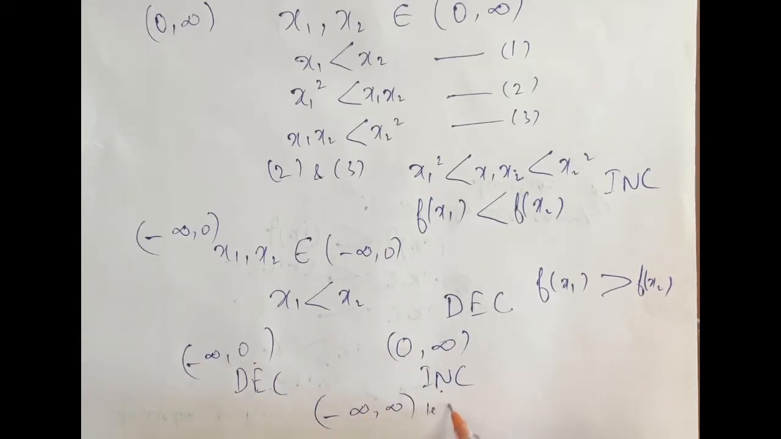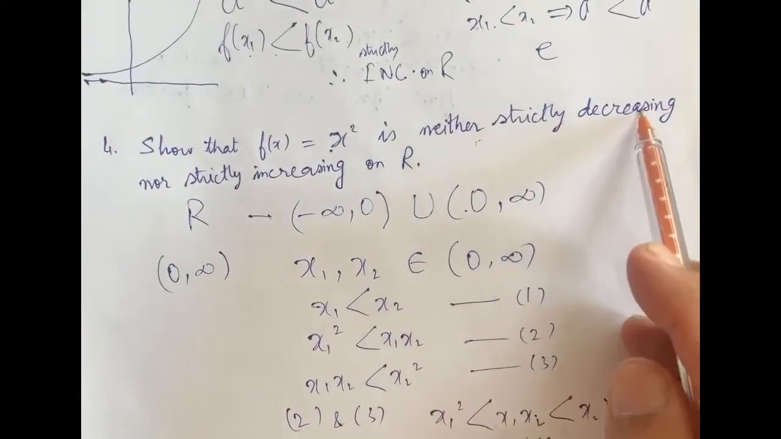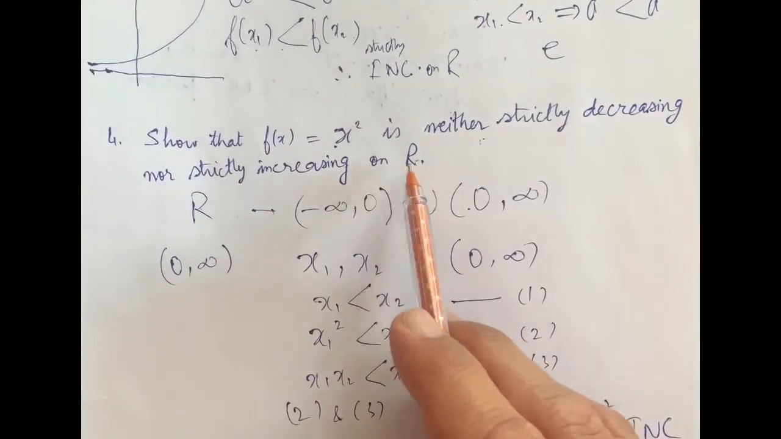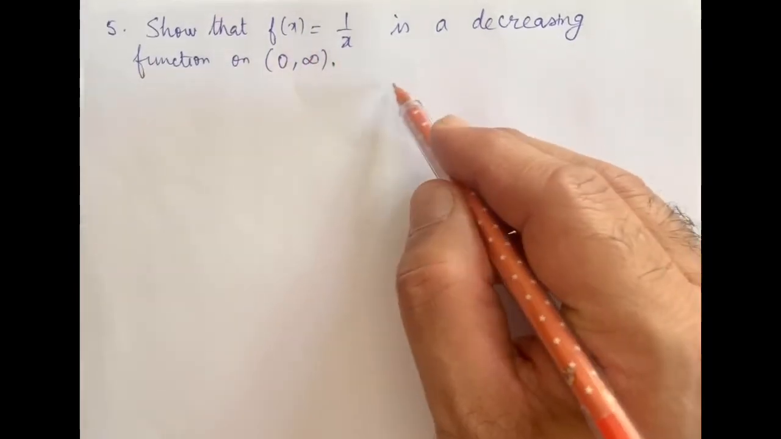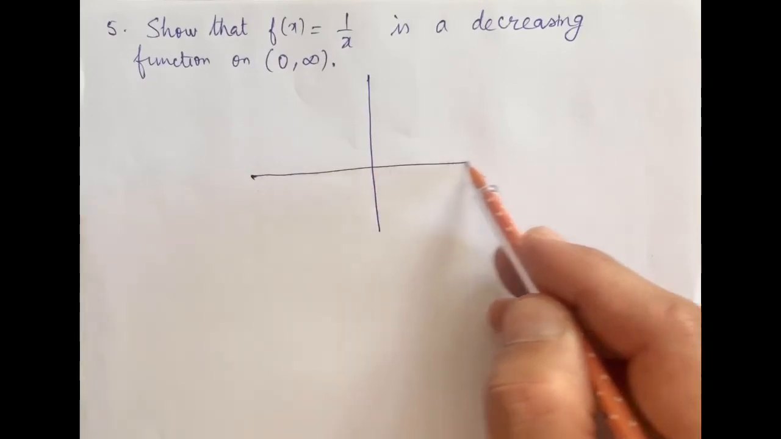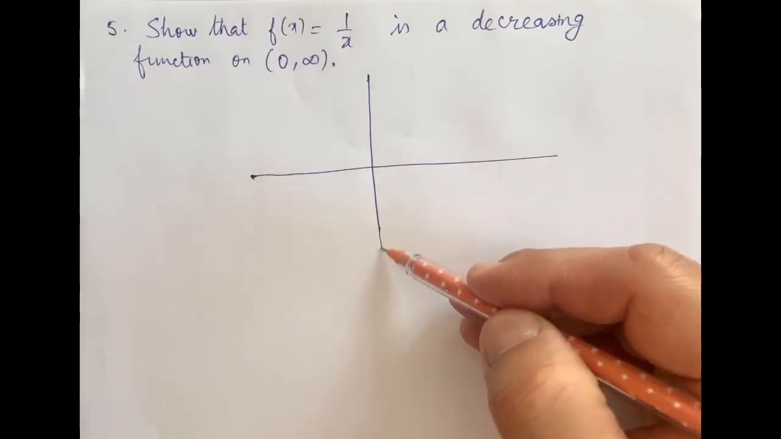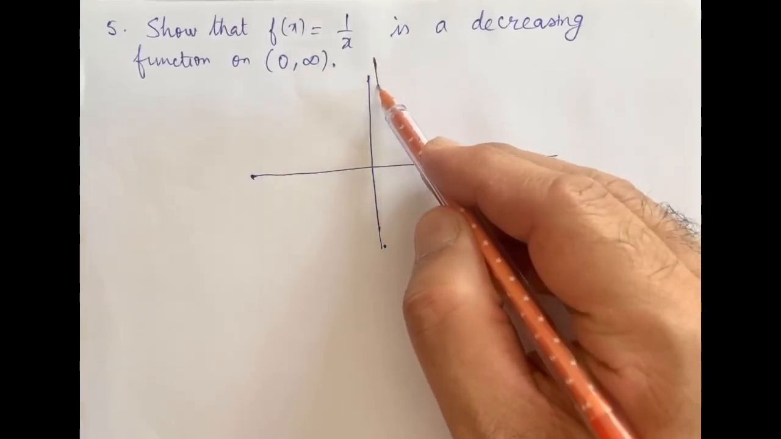That is for the set of real numbers. It's increasing as well as decreasing. So we don't say it's both decreasing and increasing. We say it's neither decreasing nor increasing. Next we have the reciprocal function, f of x is equal to 1 by x, and the domain is 0 to infinity. So this will be the graph for 0 to infinity.